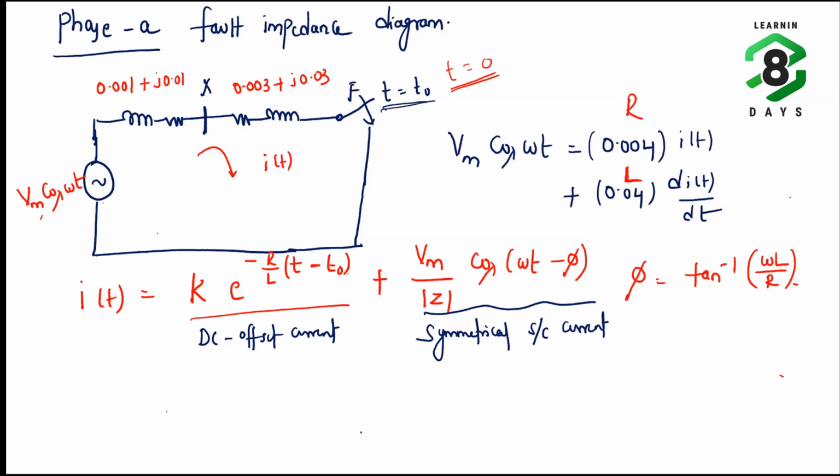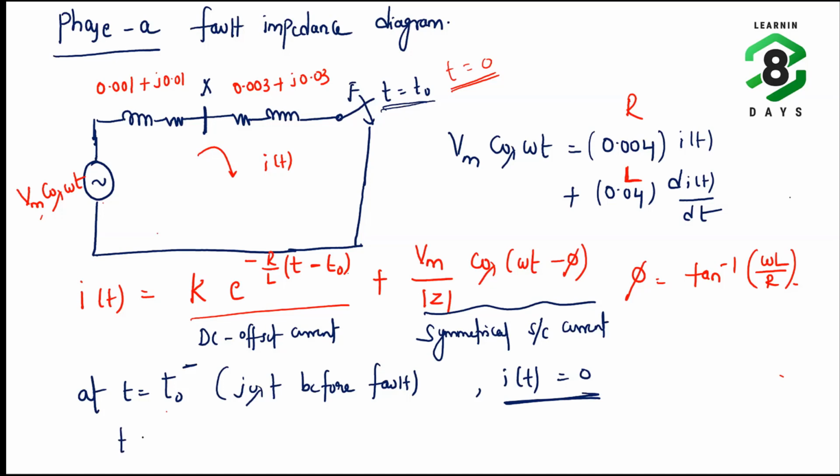Okay. Now you see, when fault occurs, what is the fault current that is flowing? At t equal to t naught minus, just before the fault, your I of t is equal to how much? 0.